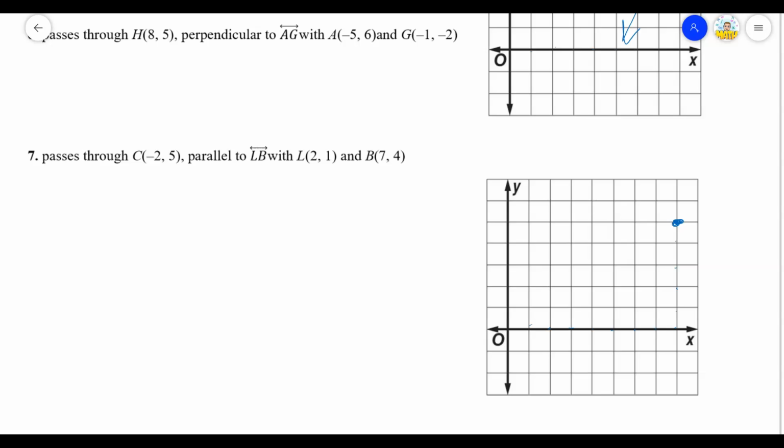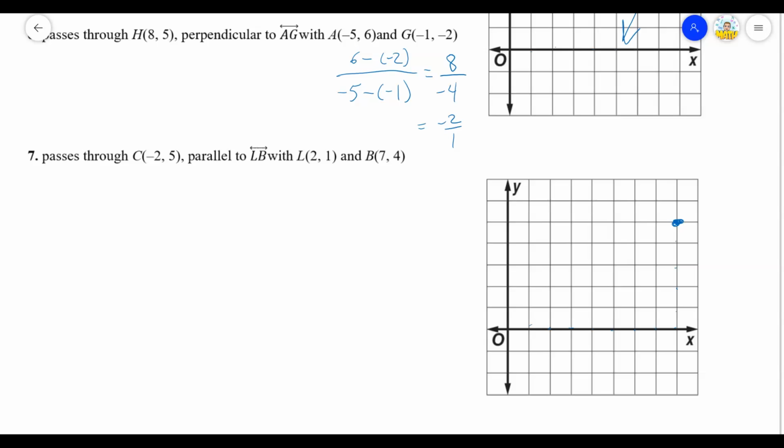And now let's think about what the slope looks like. We're going to take 6 minus negative 2 and divide that by negative 5 minus negative 1. A lot of negative numbers here. So 6 minus negative 2 is really 6 plus 2. That's 8. Negative 5 minus negative 1 is really negative 5 plus 1, which would be negative 4. So my slope is going to be a slope of negative 2, right? This is negative 2 over 1.